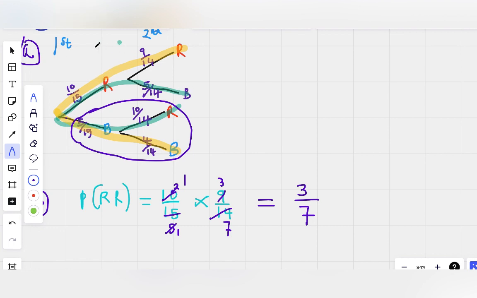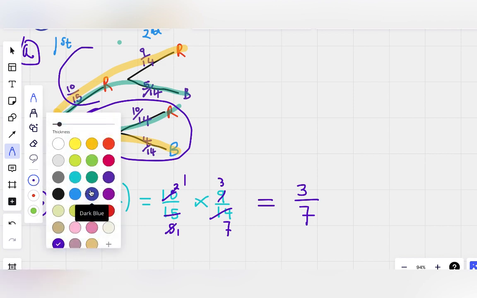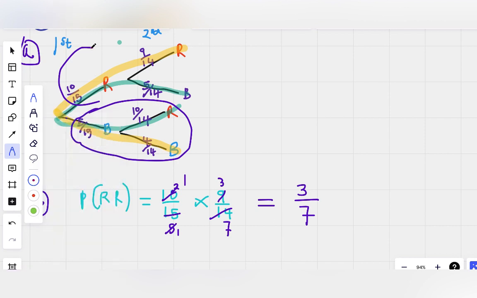So we're only looking at this branch. Let's change the color. We're only looking at this particular branch, because this is where we have the first one chosen to be red. This is the branch area where the first one chosen is red, because they say find the probability that the second one is black, given that the first one is red.